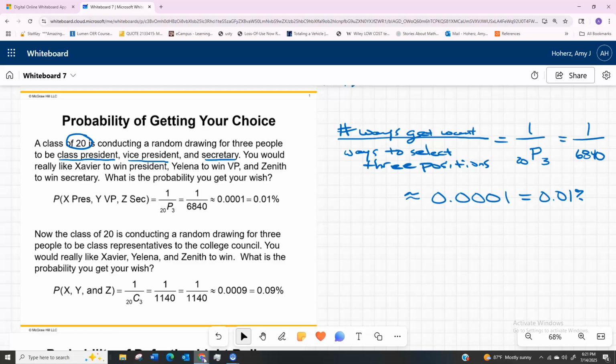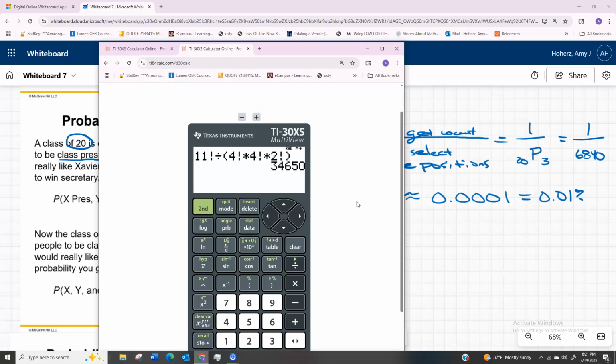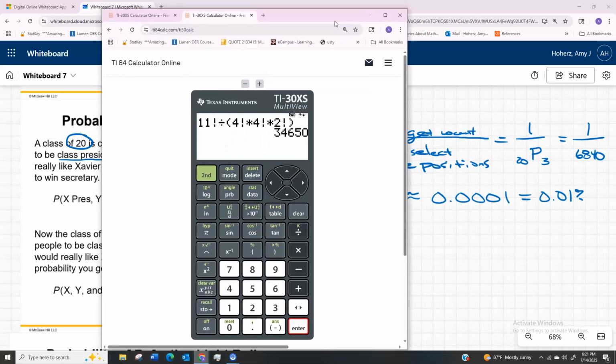If we look at that on the calculator, you can see, remember our rule was that we can go to the first non-zero digit if we have something that's really small. So 1 divided by 6,840 is 0.000146199. And if we're going past 3 digits, we can go to the first non-zero digit, which is the 1. So 0.0001, which is 0.01%.